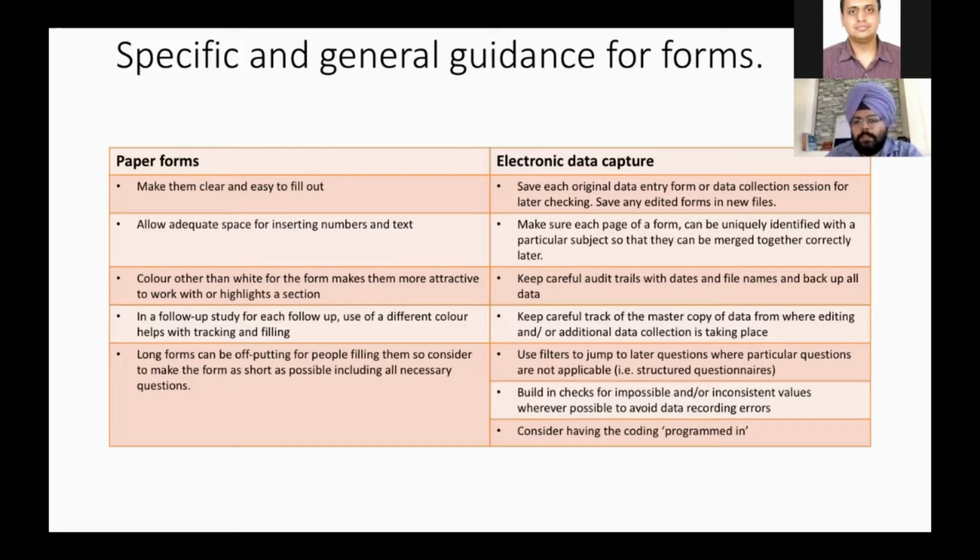Each page in the electronic record can be missed if it doesn't have a UID tag. So you have to make sure that each form has a unique identification particular to that subject so that at the end they could be merged together. If an audit trail is done, usually so as to improve a clinical process in the hospital, it has to be with the date and the file number. And again, we have to keep the record. We have to back up all the files.